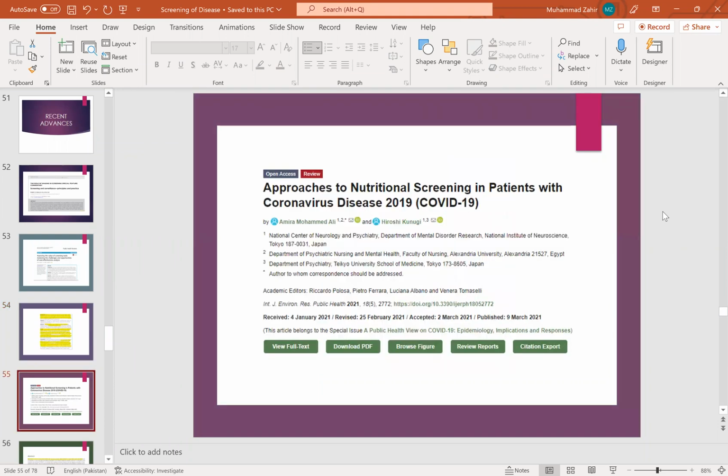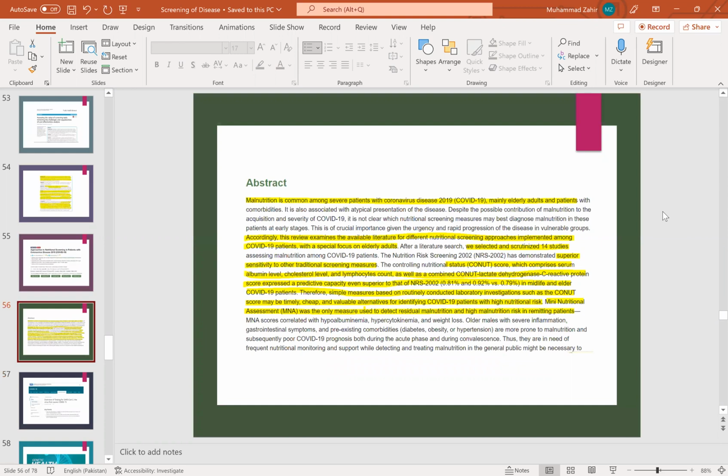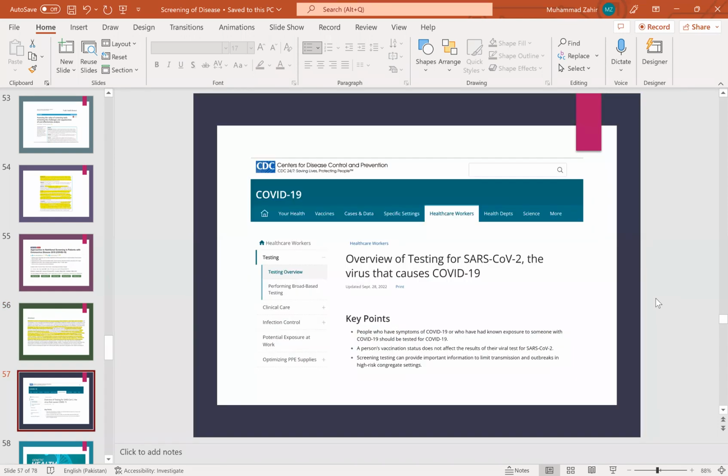One article covers approaches to nutrition screening in patients with coronavirus disease 2019. In this, malnutrition is common amongst patients with coronavirus, and it reviews the available literature on nutritional screening approaches implemented among COVID-19 patients. It shows that a simple measure based on routine laboratory investigations helps to detect residual malnutrition and high malnutrition risk in remitting patients. And another, on testing for SARS-CoV-2, the virus that causes COVID-19: screening tests provide important information to limit transmission and outbreaks in high-risk congregate settings.